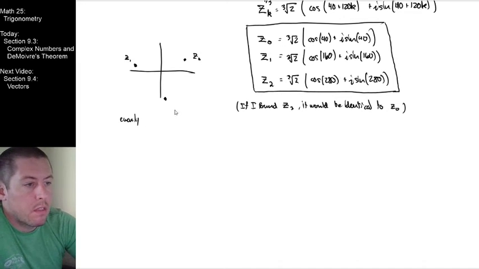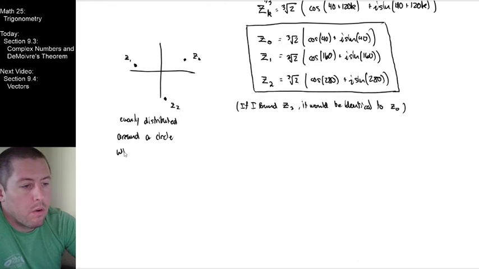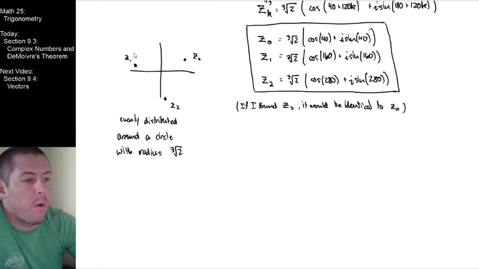Z0, Z1, Z2, evenly distributed around a circle with radius cube root of 2 right there. These three angles right here, 40, 160, 280. So this will always be the case when you do this.